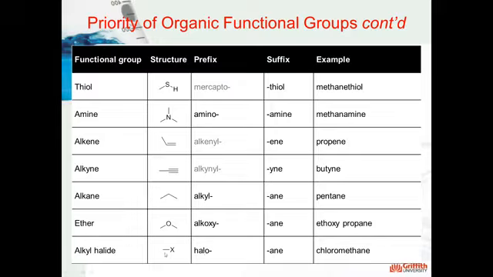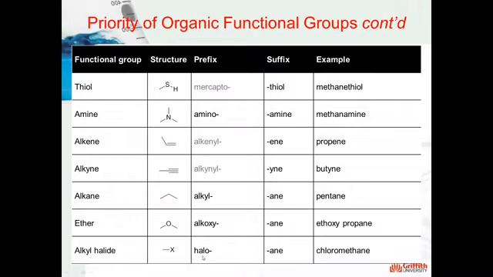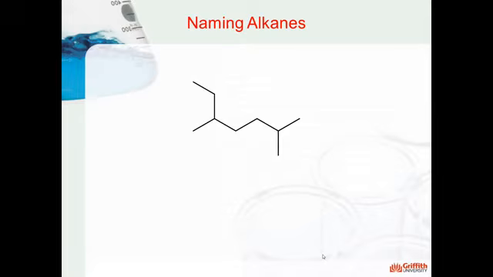And an alkyl halide is a bond to either fluorine, chlorine, bromine, or iodine. These are given the prefix halo something, so chloro or bromo. So chloromethane would be 1 carbon with a single chlorine attached to it. So I'll work through some examples now.